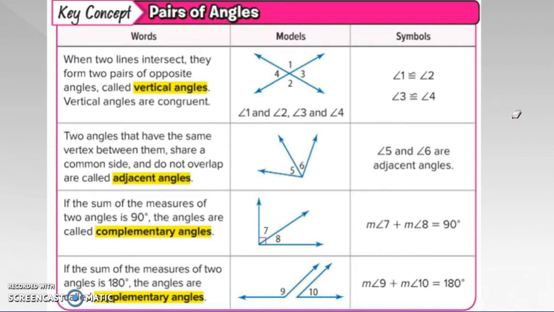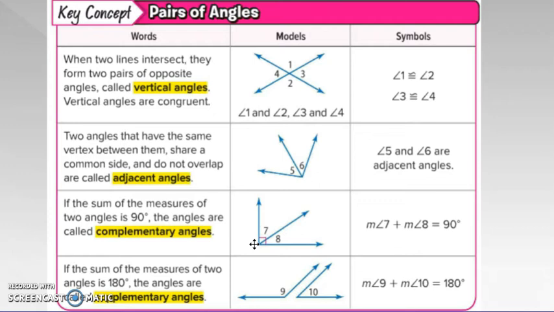Complementary angles are two angles that will add up to equal 90 degrees. They don't have to be adjacent, but in this example they are because they share this side. Complementary, you just need to remember, equals 90 degrees.